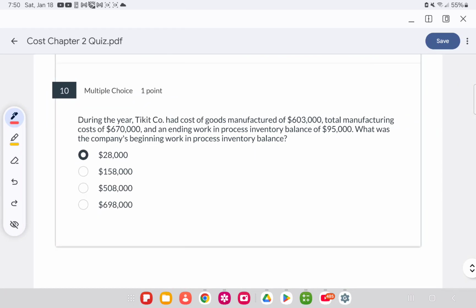All right, let's see this last one. Oh, here we're going to work backwards, it looks like. Beginning work in process inventory. Let's see what they got. COGM. Total manufacturing costs. Ending work in process. All right. So in this case, we're going to be working backwards with that WIP formula. So let's review that WIP formula. It's beginning WIP plus the manufacturing costs added during the period.